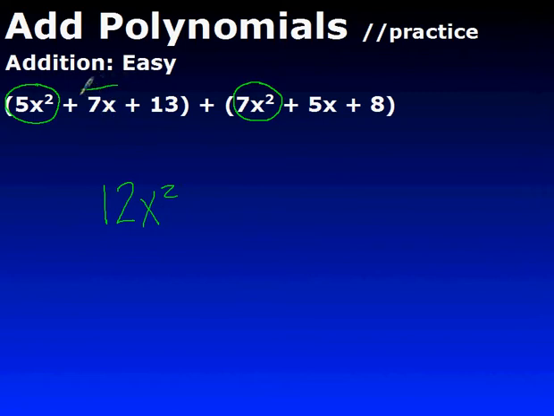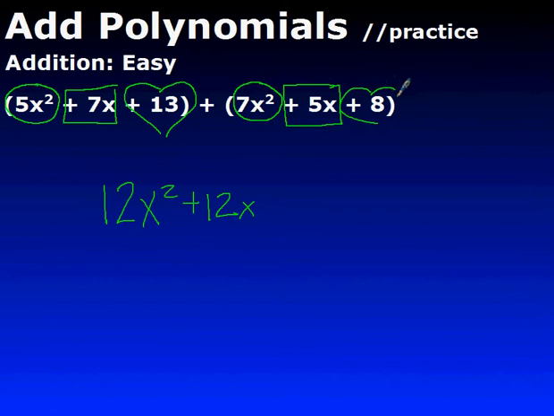Now go looking for your next largest exponent, 7x and 5x. Positive 7 plus positive 5, also a positive 12x. Finally, plus 13 and plus 8. 13 plus 8, positive 21. 12x squared plus 12x plus 21.